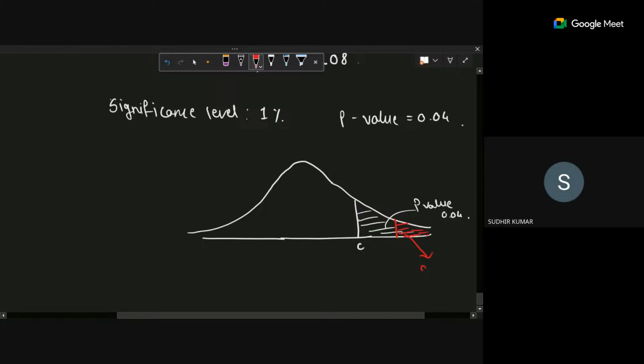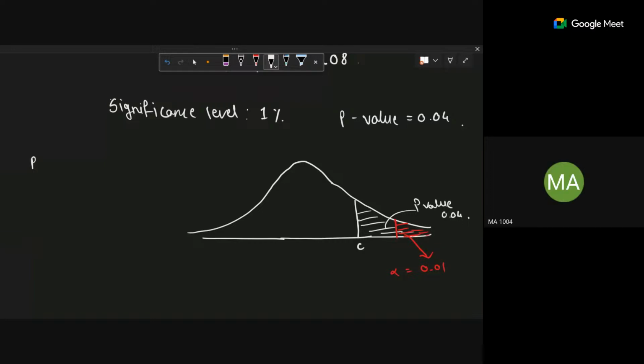Yes, I am getting the point, ma'am. But the only confusing statement for me is that p value is the smallest alpha. If p value is the smallest alpha, then how can alpha be 0.01 and p value be 0.04? We are reading the statement partially. Partially, we say that p value is the lowest significance level or lowest value of alpha.